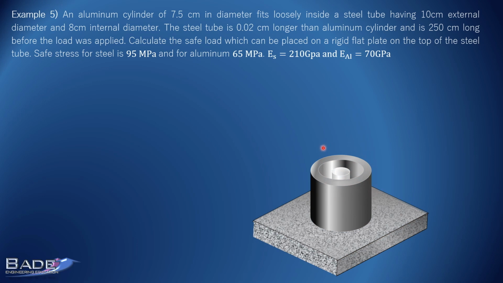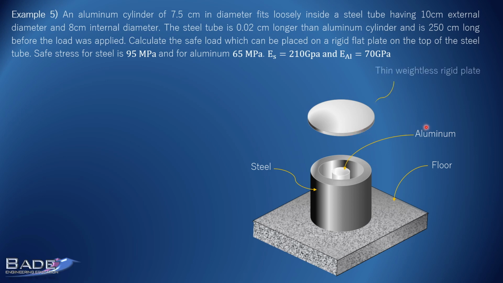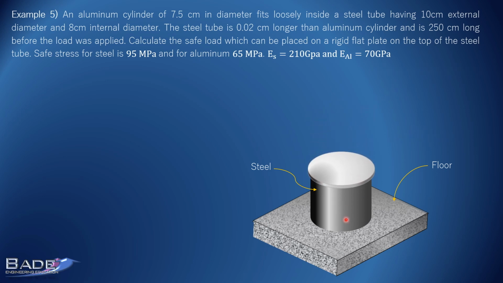Try to understand. It is a steel tube, inside which there is an aluminium cylinder. The steel tube is longer than the aluminium cylinder. The aluminium cylinder is a little shorter by 0.02 centimeter. There is a rigid flat plate. Nothing is mentioned about weight, so we'll assume the plate is of negligible weight. It is placed on the steel tube. Now, since the aluminium rod is shorter than the steel tube, right now you can imagine that there is a gap between this rigid plate and the aluminium rod.